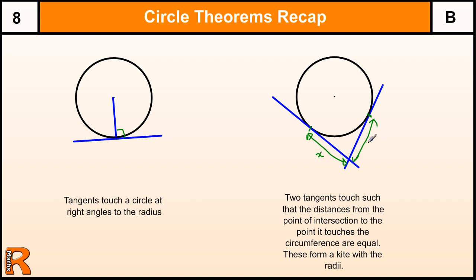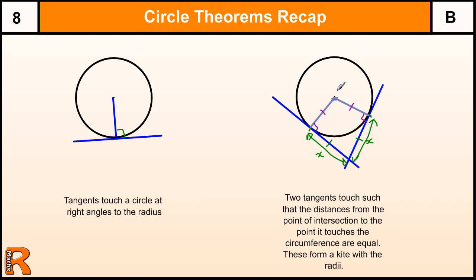If that was x, this would also be x. So we can mark that line there and that line there with a similar mark to show that they are the same. And also, as this is a tangent, this line here and this line here are both radiuses by definition of a tangent.